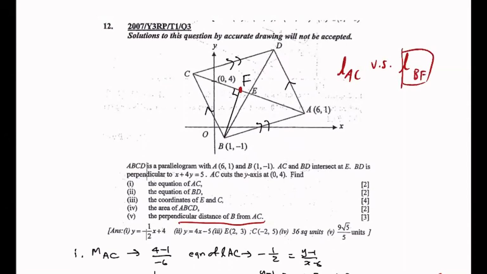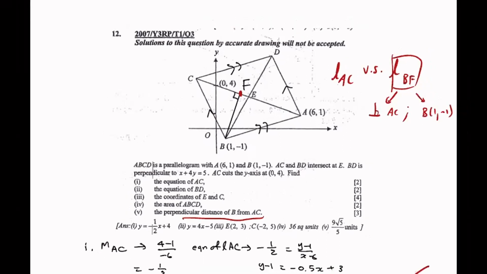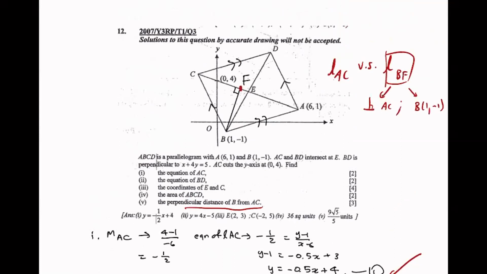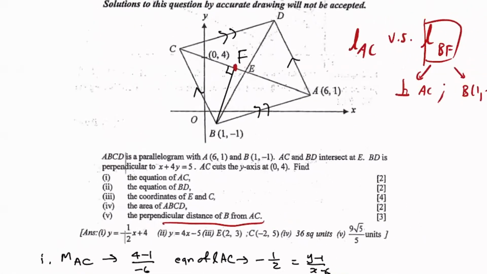But how do you find line BF? It's perpendicular, passes through the point B. If you go to AC, passes through the point B. Okay, then in that case, what is the gradient of AC? Gradient of AC is negative half. So you just take negative reciprocal. That will be the gradient of BF, which is flip it around, positive 2.